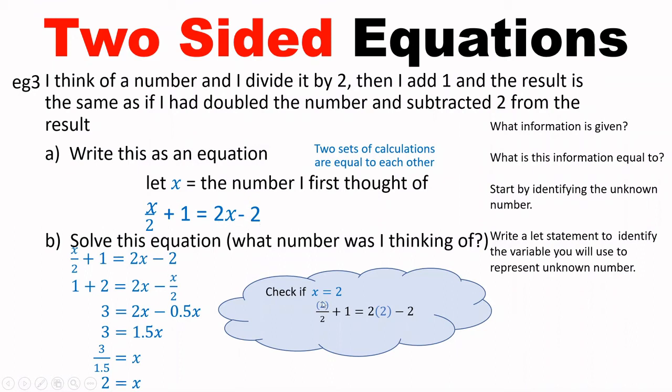Let's work this through. 2 divided by 2, that would be 1 plus 1. And 2 times 2, that would be 4 minus 2. Is that going to work out? 1 plus 1 is 2, and 4 minus 2 is also 2. So the equation is equal. X must be equal to 2 because that's the value that makes this set of calculations equal to this set of calculations. So there's our answer, x equals 2.